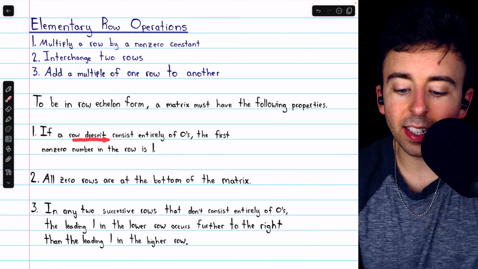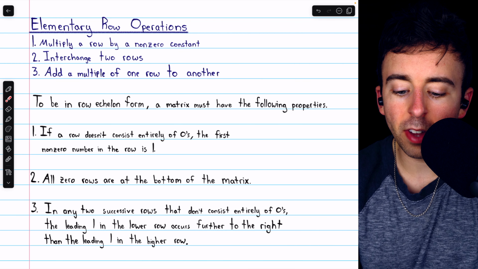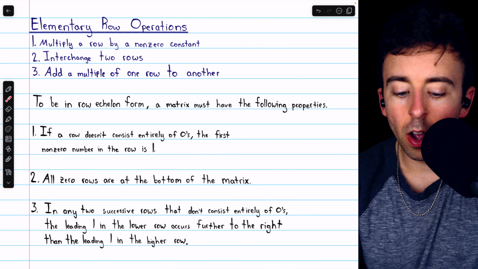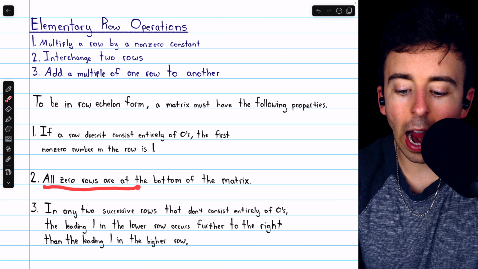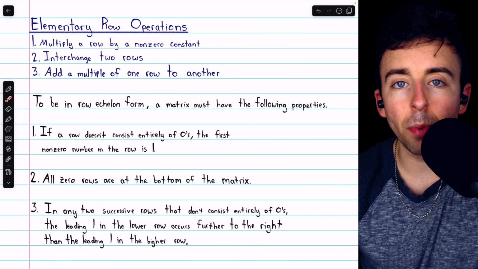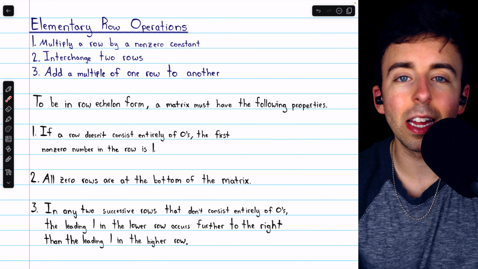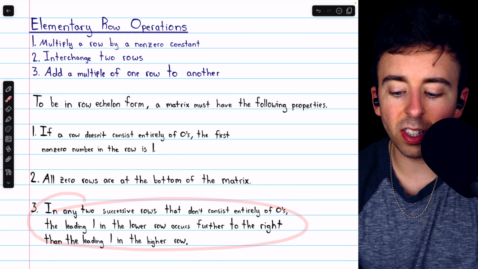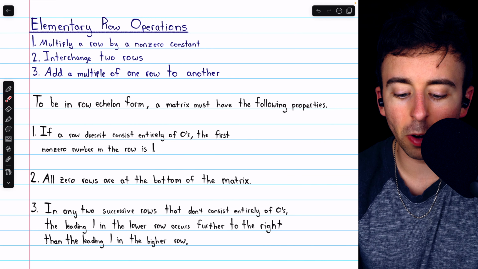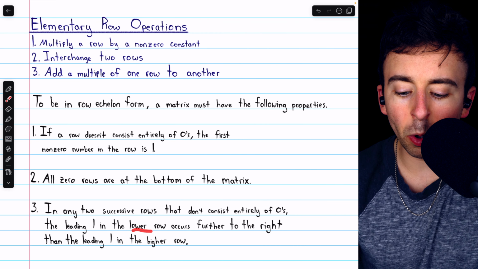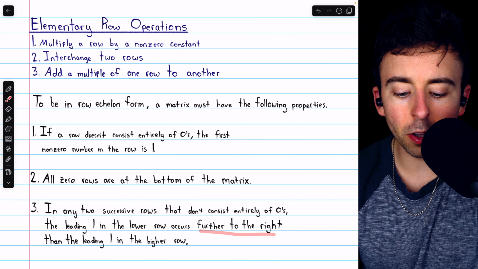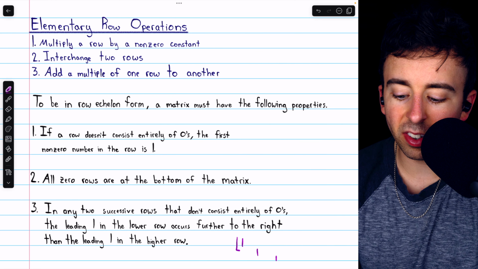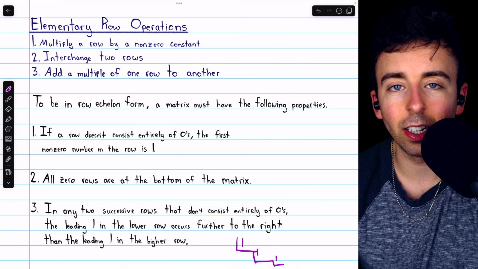Any row that doesn't consist entirely of zeros must have 1 as its first non-zero number. All rows that do consist entirely of zeros must be at the bottom of the matrix, below all of the non-zero rows. And in any two successive rows that don't consist entirely of zeros, the leading one in the lower row must occur further to the right than the leading one in the higher row, which will create a sort of staircase pattern of leading ones.